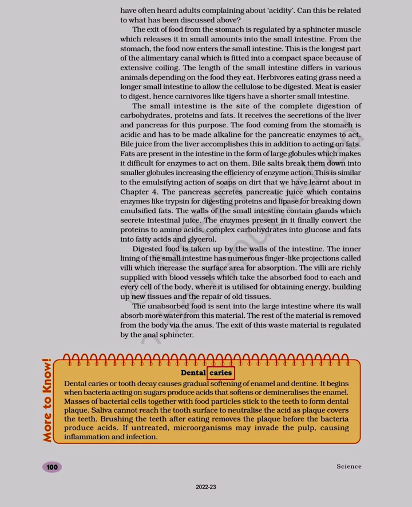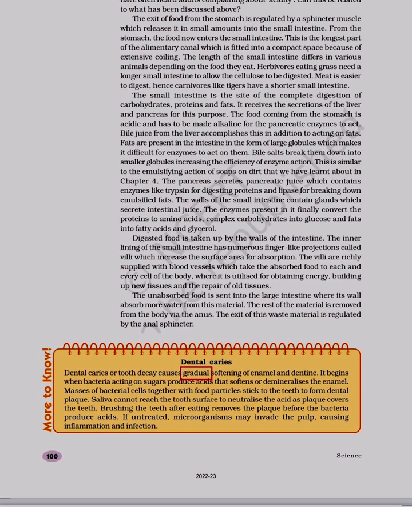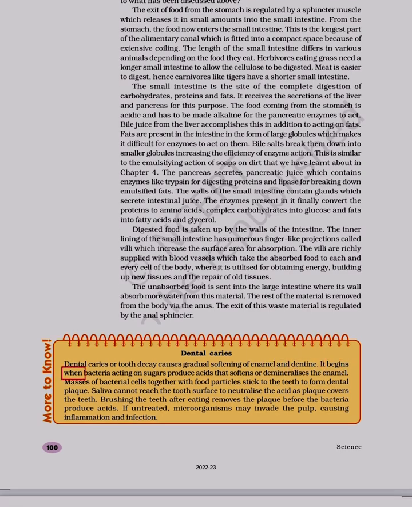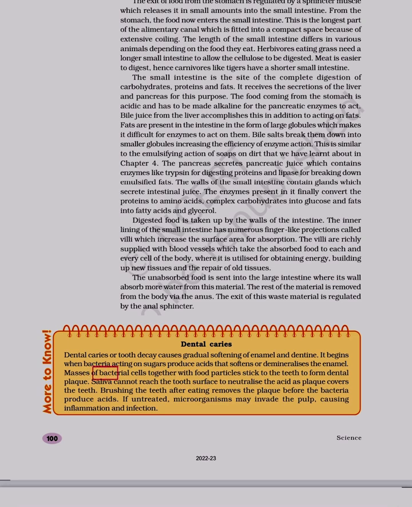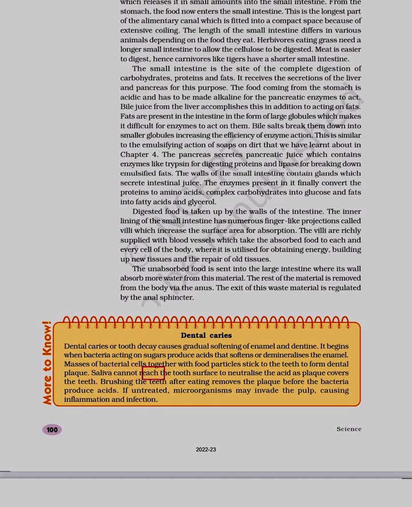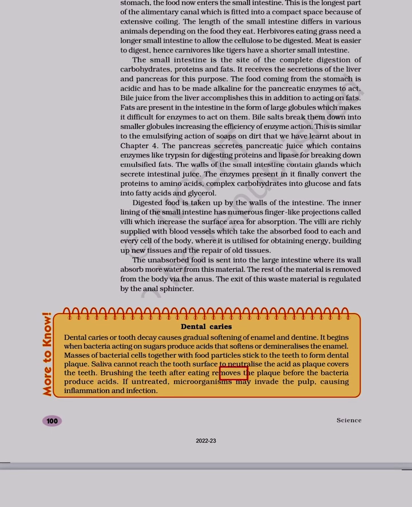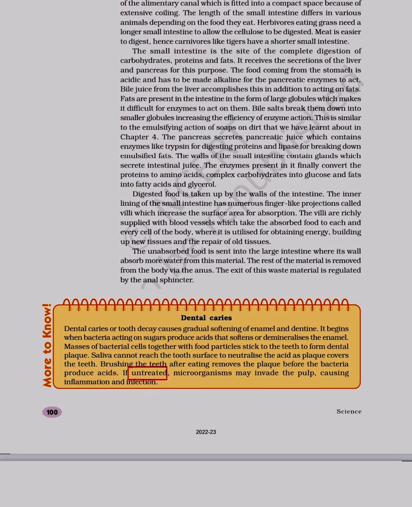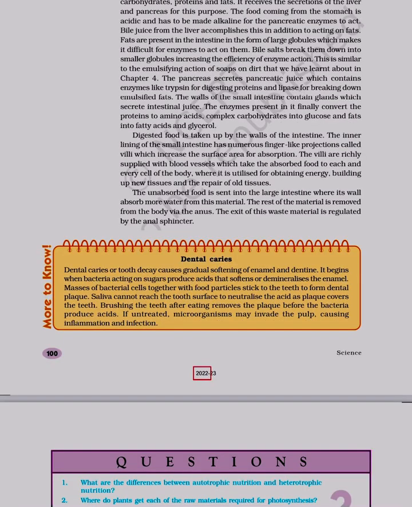Dental caries. Dental caries or tooth decay causes gradual softening of enamel and dentine. It begins when bacteria acting on sugars produce acids that soften or demineralize the enamel. Masses of bacterial cells together with food particles stick to the teeth to form dental plaque. Saliva cannot reach the tooth surface to neutralize the acid, as plaque covers the teeth. Brushing the teeth after eating removes the plaque before the bacteria produce acids. If untreated, microorganisms may invade the pulp, causing inflammation and infection.